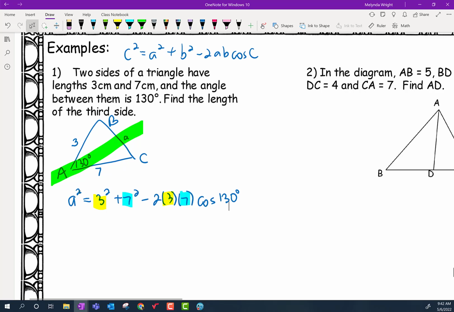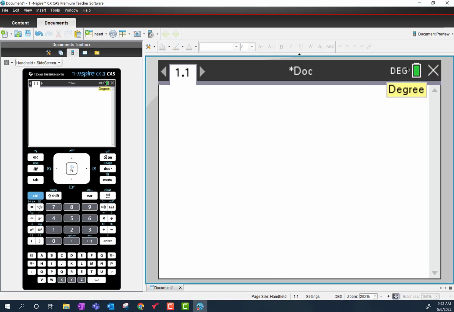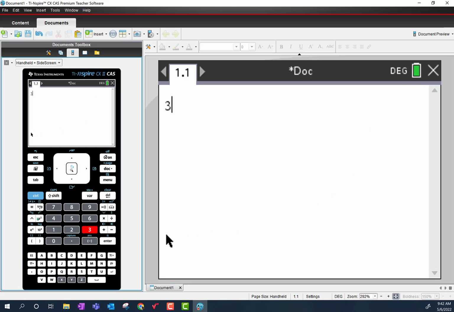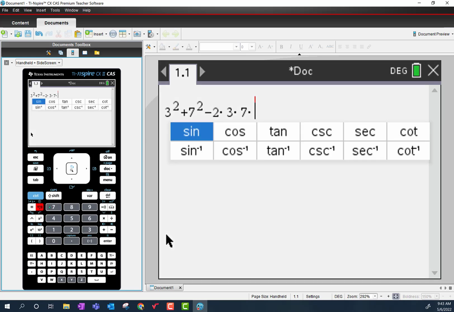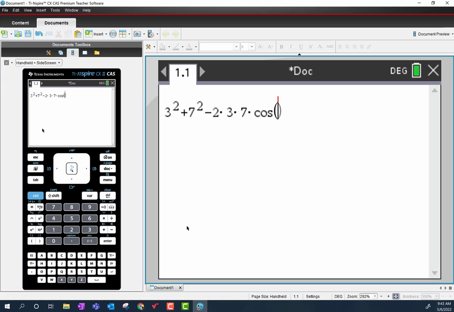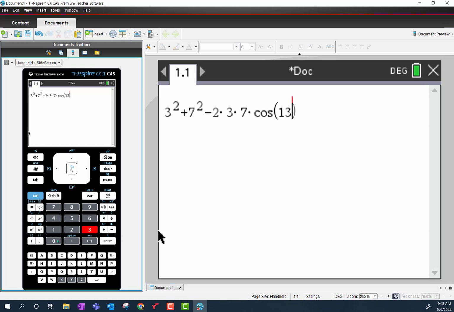So of course, we're not going to put this in. This is what we want to know. We're going to put this right side in. Okay, so we need to be sure our calculator's in degrees. So there we go, we're in degrees. So it's 3 squared plus 7 squared minus 2 times 3 times 7 times cosine of 130 degrees. I'm going to hit Control Enter.